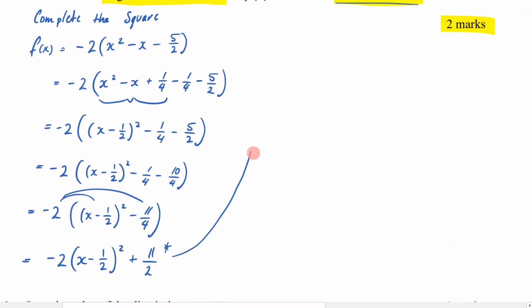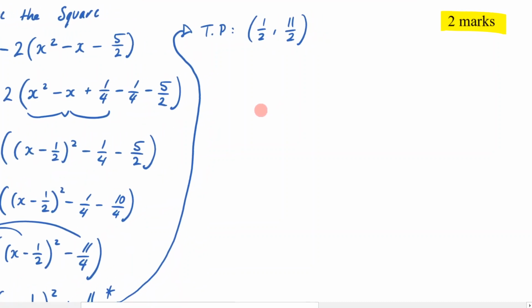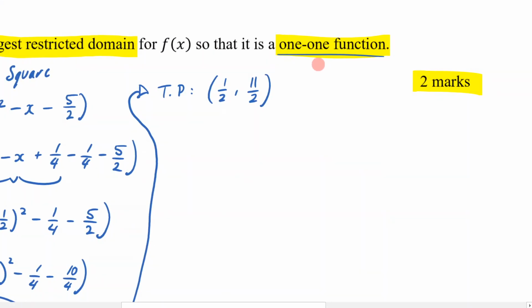So let's come up here now. What I'm going to say is that my turning point is going to be, now this is negative a half, so it's going to be a half, and then this is 11 on 2. Perfect. Now, why is this helpful? Why is it helpful for me to know, and let me draw a nice arrow here, why is it helpful for me to know the turning point if I'm trying to figure out the maximal restricted domain for the one-to-one function?